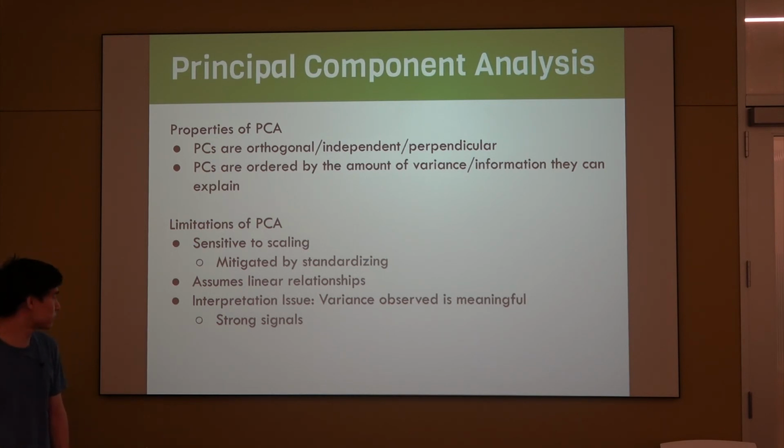Another point I'd like to bring up is that you can have interpretation issues with PCA. With PCA, we're often assuming that the signal extracted from the first few PCs is meaningful, and that this variance actually means something by extracting these strong signals. But the other thing is that PCA can fit noise. So if there was no signal to observe in the first place, the PCA will still pick things up, and we might interpret that as something meaningful when it's not.